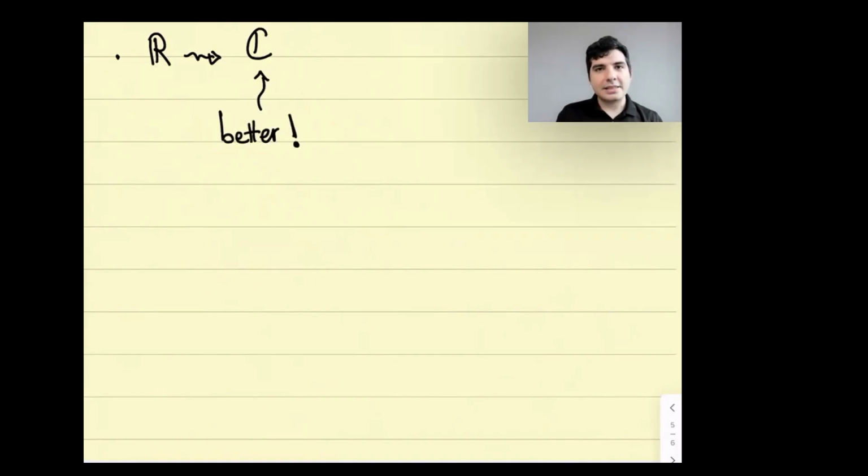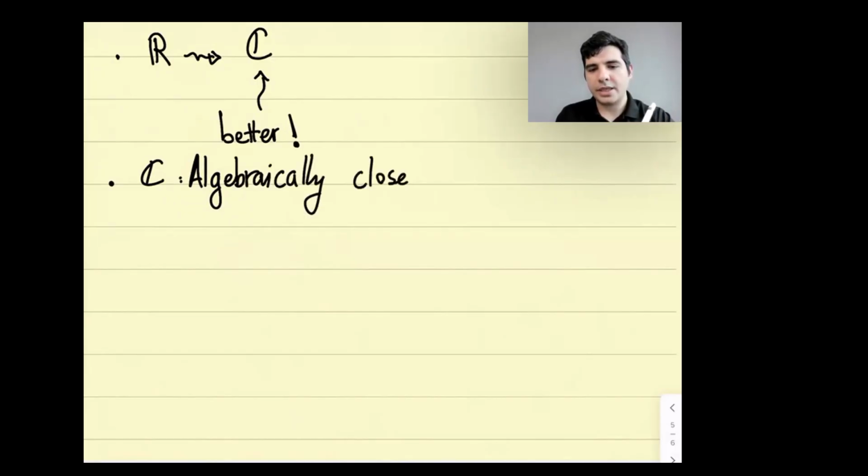So we had the field of the real numbers. Now we have a larger field, C. And this is actually, in some sense, better as a field. It has an essential property that R does not have as a field. So what do I mean by better? C is algebraically closed. What does it mean?